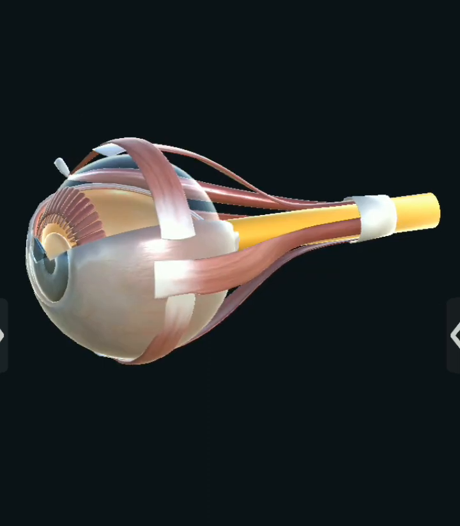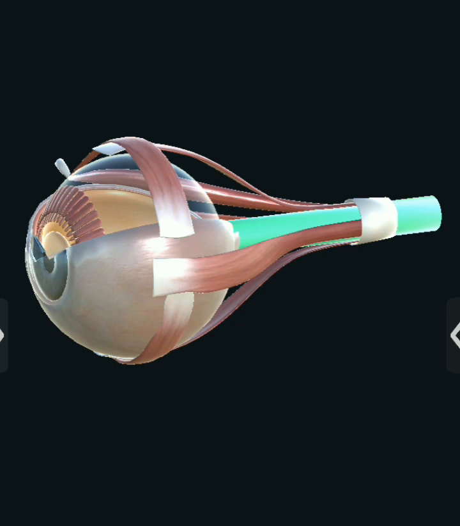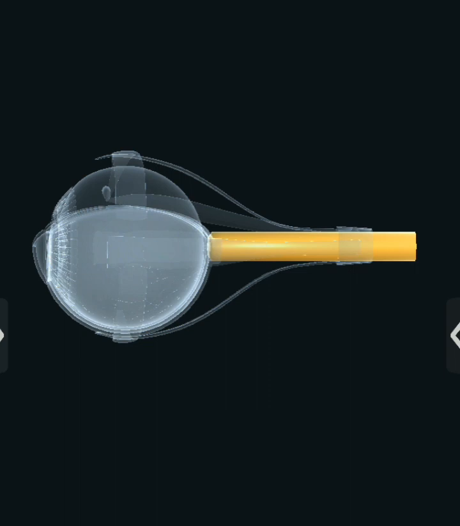Now, here we have the optic nerve. Optic nerve is the second cranial nerve that transmits visual information from the retina to the brain. It extends from the optic disc to the optic chiasma and continues as the optic tract to the lateral geniculate nucleus, pretectal nuclei and superior colliculus. The optic nerve is derived from the optic stalk during the 7th week of development.